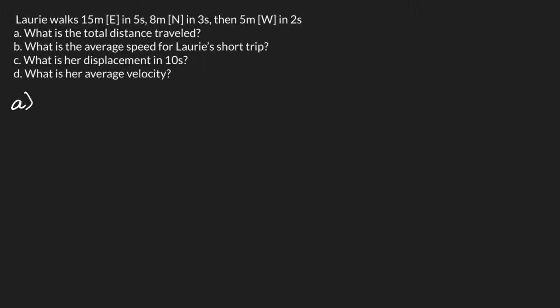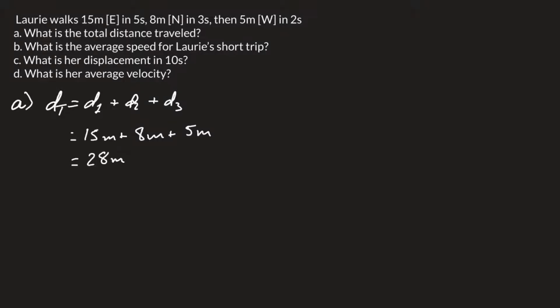Now you have to remember that distance is not a vector, so it's a scalar quantity, meaning that direction can be ignored here. So all we're going to do is add up the 3 distances that are listed in the question. So we have a distance of 15 meters plus 8 meters plus 5 meters, which gives us a total distance traveled of 28 meters. We are ignoring north, south, east, west, or any angles at this point in the question.